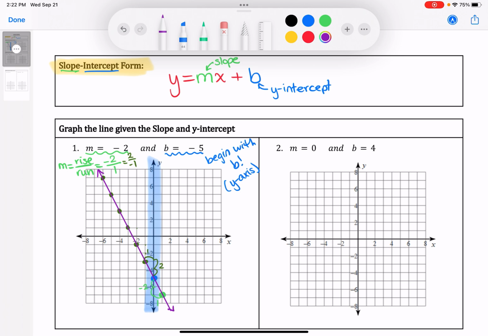No little teeny baby lines, nothing just connecting two dots. We're not playing connect the dots here, right? We want to make a line across the entire graph as far as we can. And then we also know that we want to put arrows on the ends of this line, right?